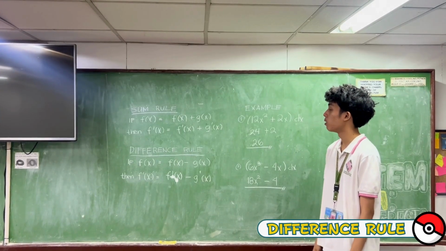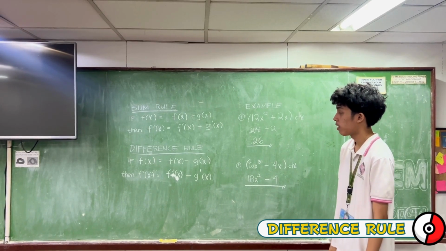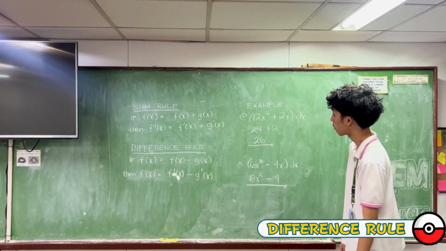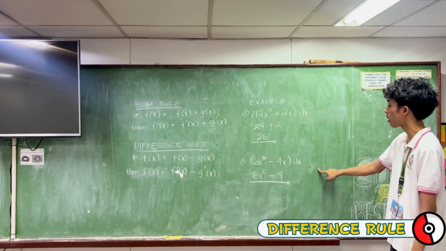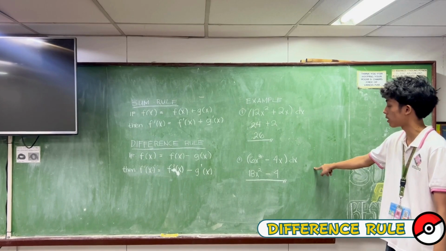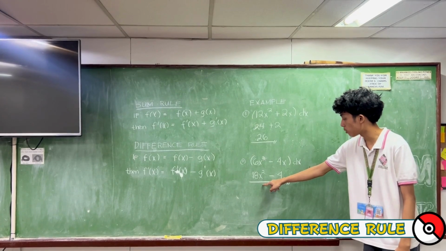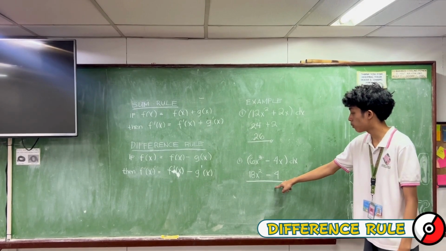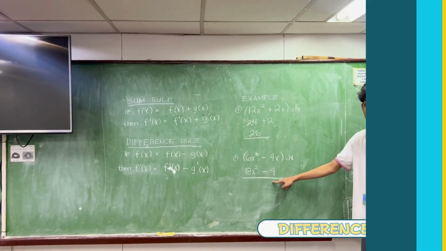In the difference rule, if f of x equals f of x minus g of x, then f prime of x equals f prime of x minus g prime of x. For the example, we have 6x cubed minus 4x. First, we're gonna find the derivative of 6x cubed minus 4x. The derivative of 6x cubed is 18x squared, and the derivative of 4x is 4. Since we cannot combine like terms, this is the final answer.